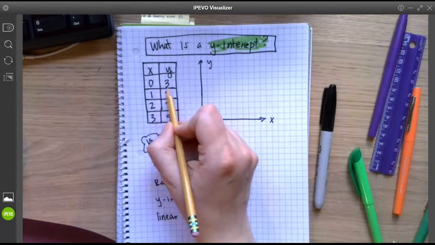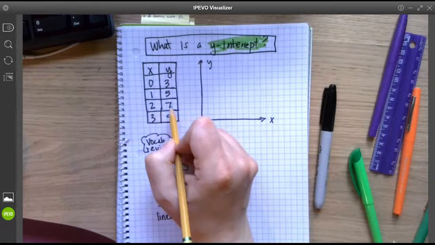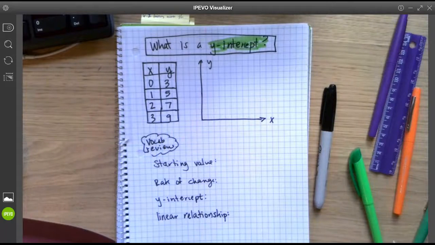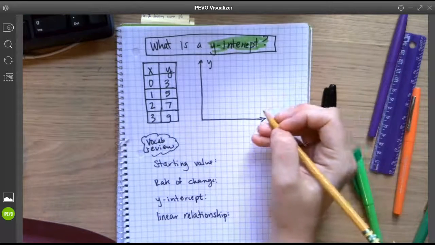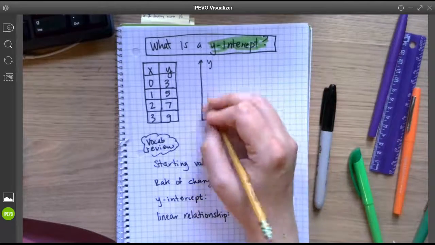When x is 0, y is 3. When x is 1, y is 5. When x is 2, y is 7. When x is 3, y is 9. And I can show those on a graph. And I'm just going to make each square equal to 1 so I don't have to label anything.